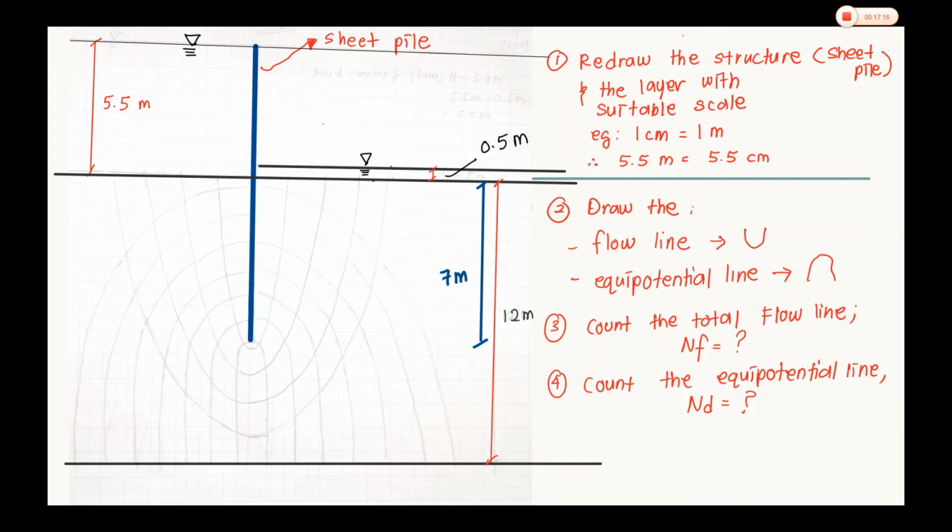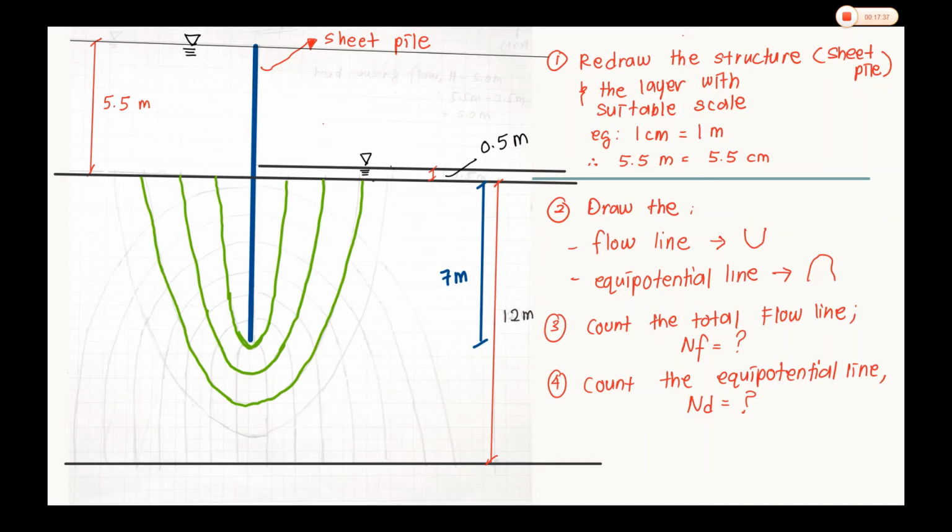Okay, we start with the flow line. You just estimate it. Alright. Start with the one that is close to the sheet pile. Okay, make sure that the gap is the same.